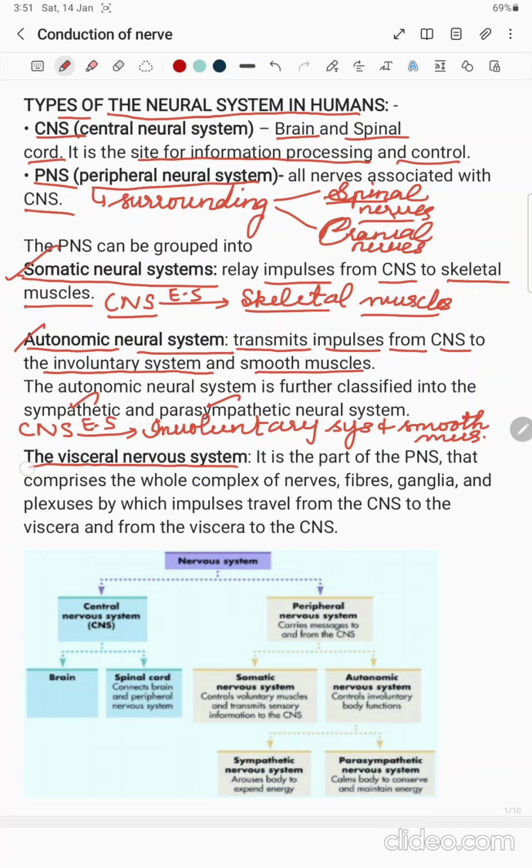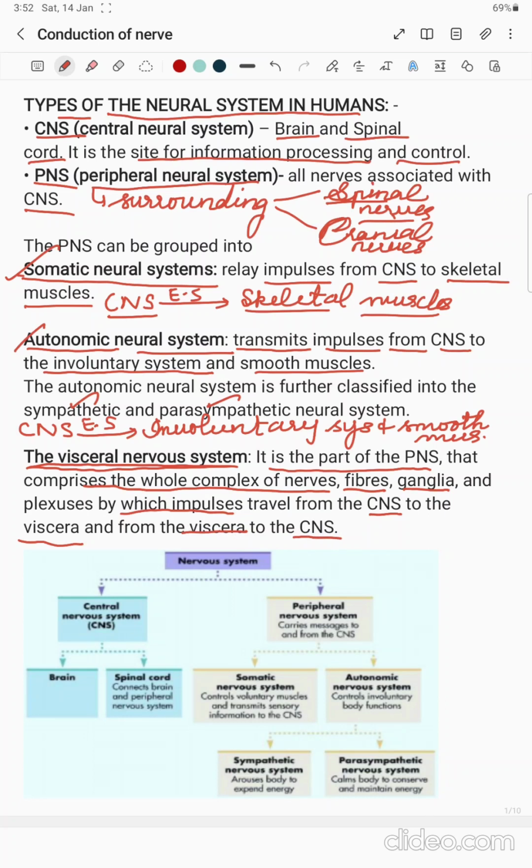Now what about the visceral nervous system? The word visceral indicates all the organs that are present inside our body. It is the part of the PNS that comprises the whole complex of nerves, fibers, ganglia and plexuses by which the impulses travel from the CNS to the viscera and from the viscera to the CNS. So the visceral nervous system includes all the nerves that are present in our whole body.